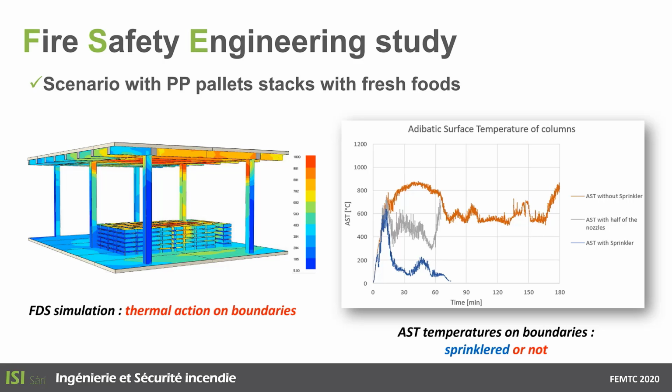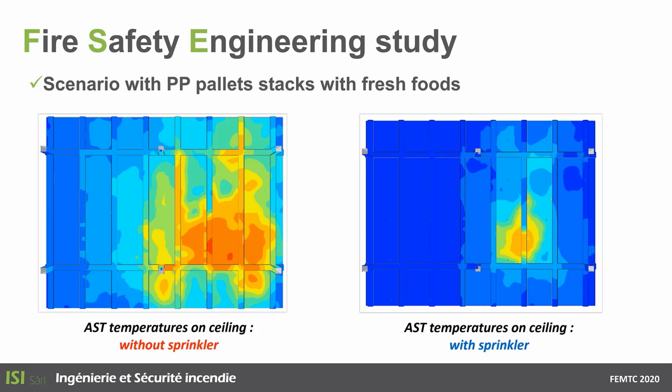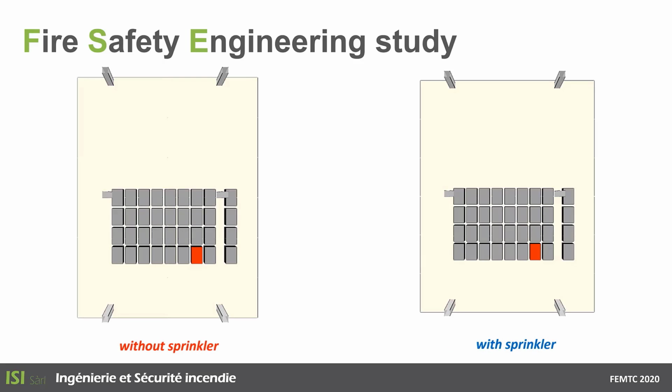If we analyze the temperature on the ceiling without sprinkler, we have a great surface impacted, and with sprinkler we have a less severe action on the ceiling. We will show on this video the difference with a scenario without sprinkler on the left and with sprinkler action on the right.